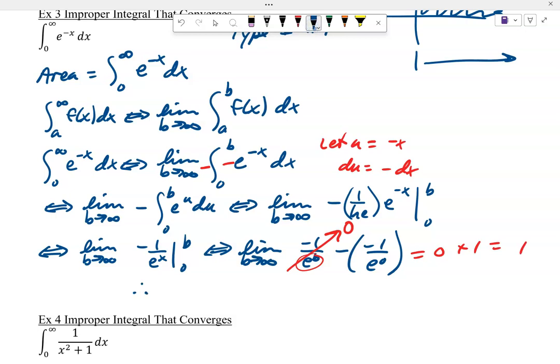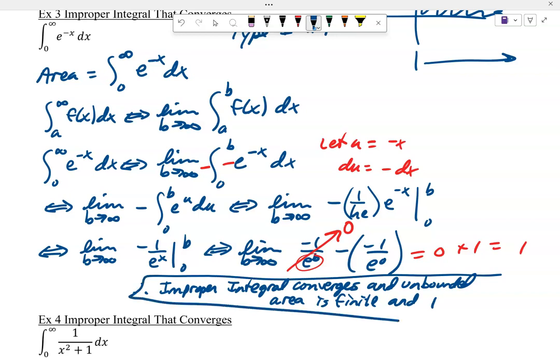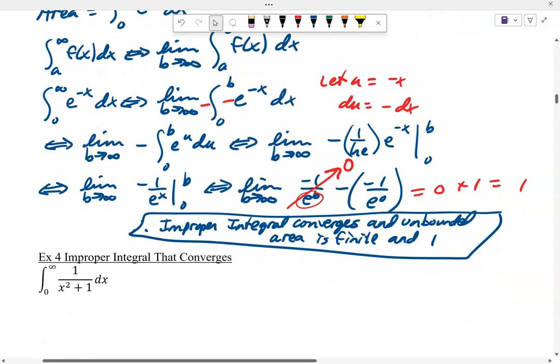Therefore, the improper integral converges. And the unbounded area, all right, we were doing this from 0 to infinity. The unbounded area is finite. And ends up being 1. Bless you. All right, let's do this next one here.